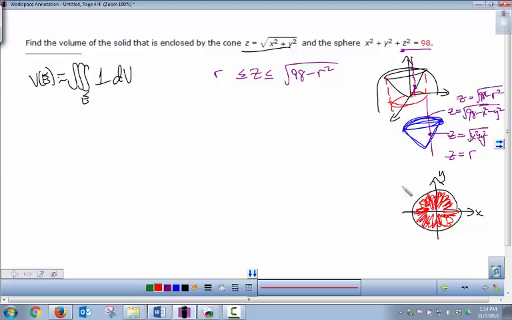Now the question is, what is the radius? That's going to give us our r limits. Now just set up our r and theta limits. We know that r is going to go from 0 to whatever the radius is, and theta is going to go all the way around from 0 to 2 pi. So the question is, what is our r limit? Any ideas on how to find that? Plug z into the sphere.